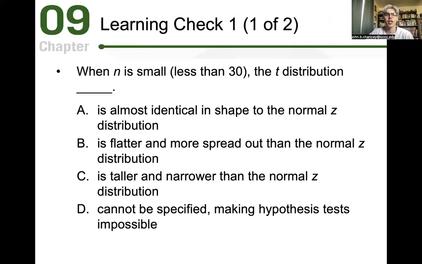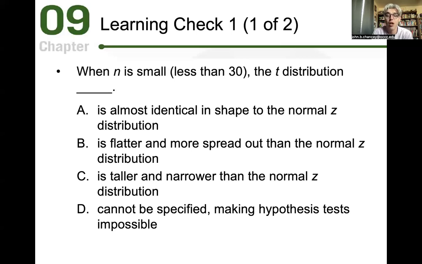So let's do a quick learning check. When n is small, so less than 30, the t distribution is what? Is it A, almost identical in shape to the normal z distribution? B, flatter and more spread out than the normal z distribution? C, taller and narrower than the normal z distribution? Or D, cannot be specified, making hypothesis tests impossible?